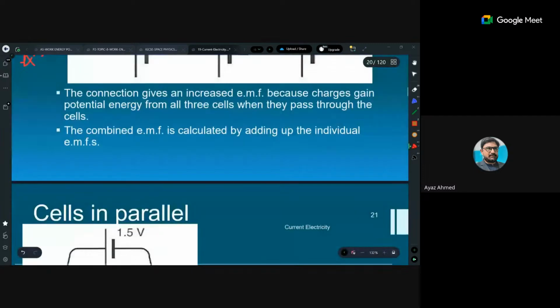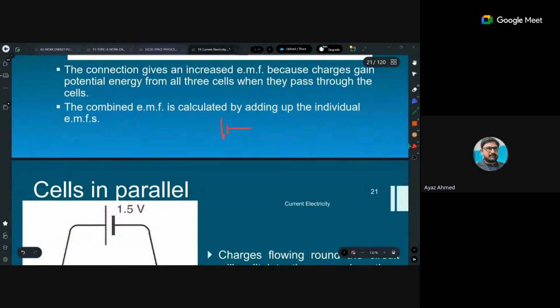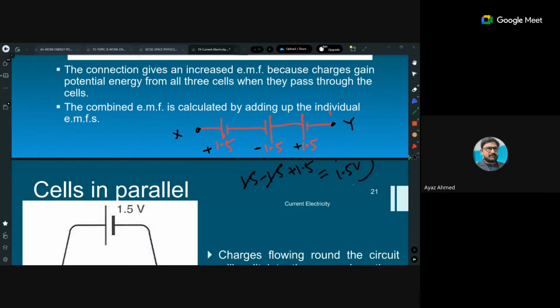But if one of the cells is reversed, for example, this is 1.5, this is 1.5, and this is 1.5, what would be the total EMF across points X and Y? The first is positive, the reversed one is negative, so it is 1.5 minus 1.5 plus 1.5. Two of them cancel out. So these three batteries combined give you 1.5 volt. Got it? That is why when you place one cell inverted, it does not work in the remote.